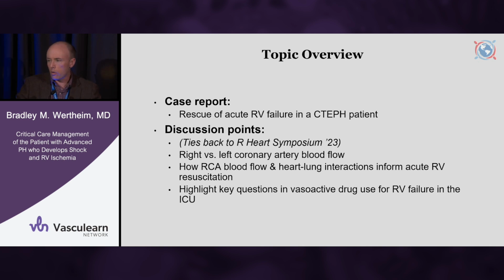We'll talk about a case report of acute on chronic RV failure in a predisposed patient with chronic thromboembolic pulmonary hypertension. And what we were tasked with was to try to tie this discussion back to some of the themes that we all reviewed in the 2023 Right Heart Symposium, specifically here relating how RV coronary perfusion and heart-lung interactions inform a structured approach to RV resuscitation. And then we're going to emphasize areas of clinical practice where further scientific guidance is needed.